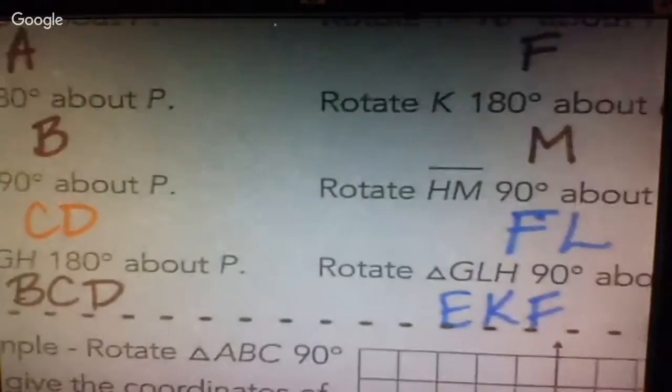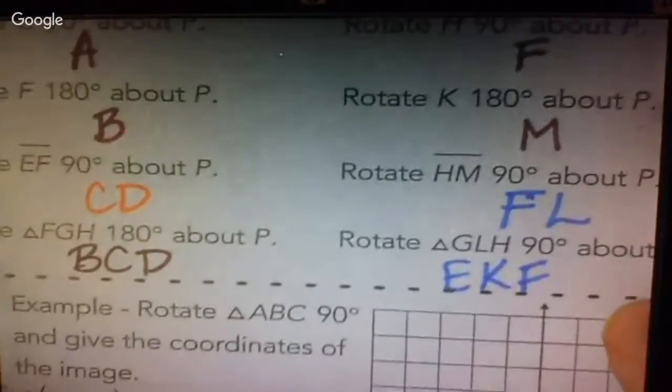Okay. So just in case you missed any of those, here's what that side of the paper should look like.